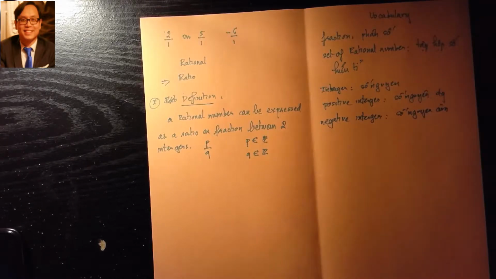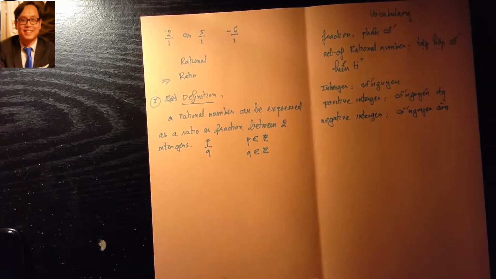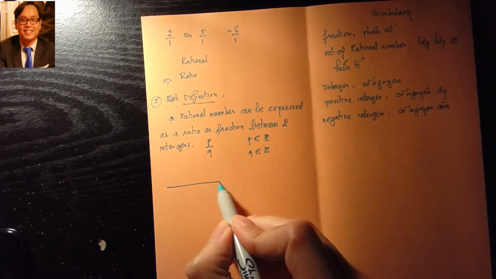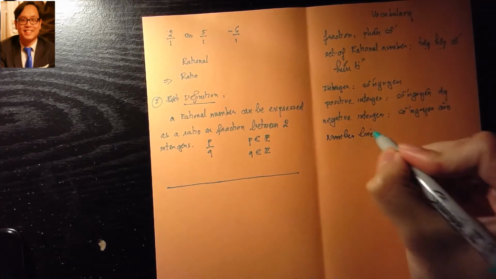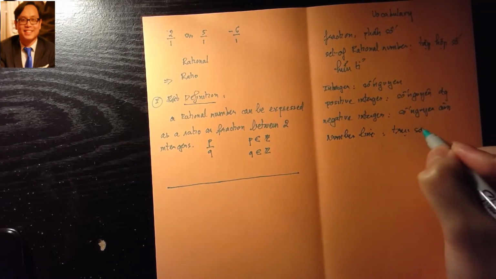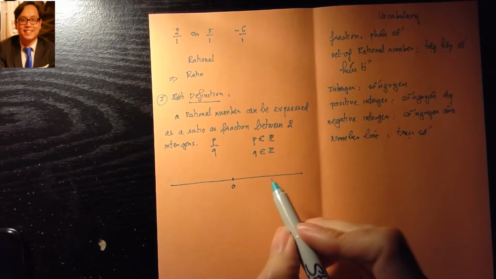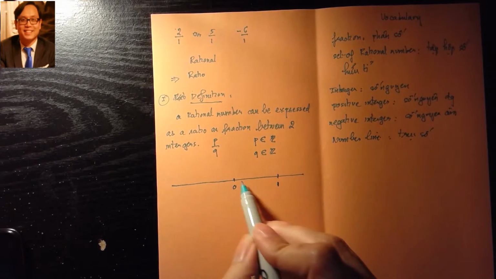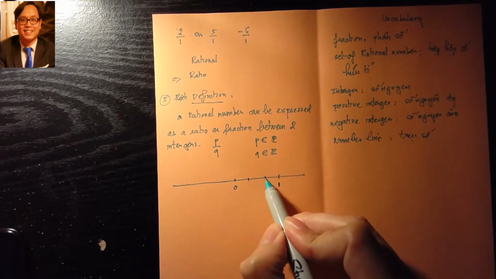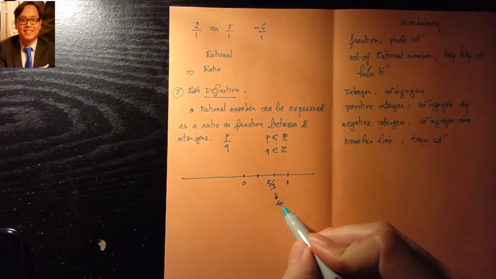Okay. So P could be positive or negative, and Q also could be positive or negative. And we can express a rational number on the number line. Number line có nghĩa là trục số. Okay. For example, over here is 0 and over here is 1, right? And if I divide the distance between 0 and 1 into 3 parts, then of course 1/3 or 2/3 is a rational number.